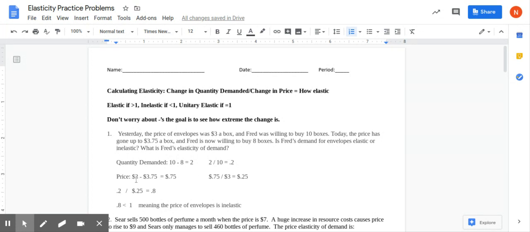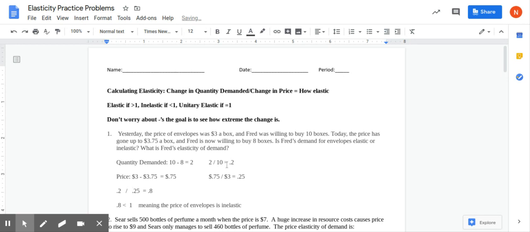Then we're going to do the same thing with the price. We got the $3 for the first one. Then we changed it to 3.75. So obviously that's a 75-cent change, right? So we're going to take that 75 cents and divide it by our 3, our original number. So it was a 0.25 difference. That should actually be percent, because these are just the percentages.